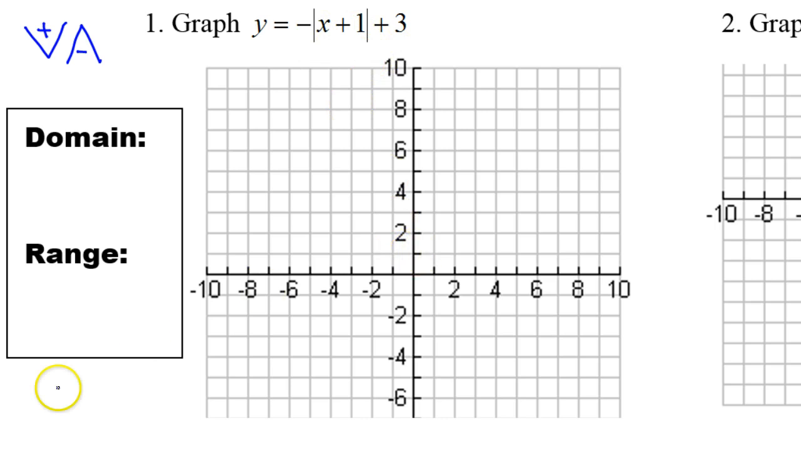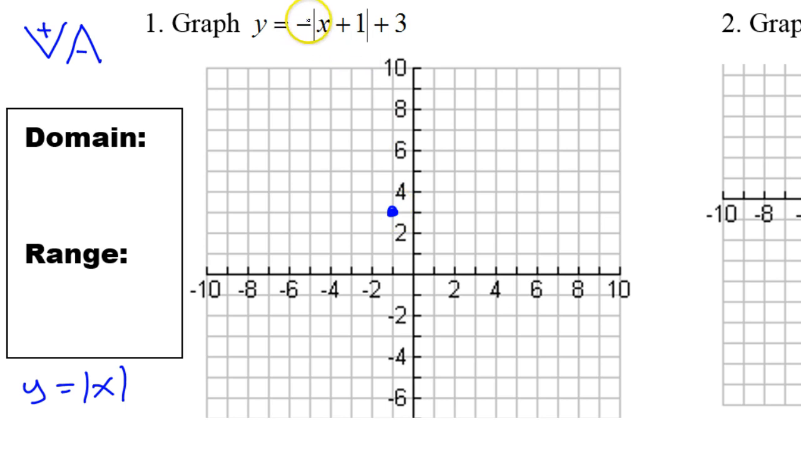So the parent function, y equals the absolute value of x, has its vertex at the origin, and then it goes from there. So keep that in the back of your mind. The transformations here will be left 1, up 3. So if I go left 1 and up 3, that's going to be my new vertex. Remember, the left-right motion is always the opposite of the way it looks. So that's why I went left 1. So the V is going to start here.